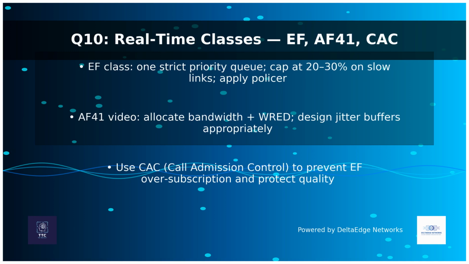Question 10. Real-time classes. The EF class should be tightly controlled. One small priority queue, usually capped at 20-30% on slow links with a policer. AF41 for video gets bandwidth and WRED but not PQ. And don't forget call admission control, CAC. It prevents too many calls from overrunning EF.